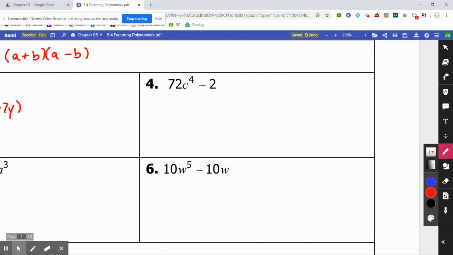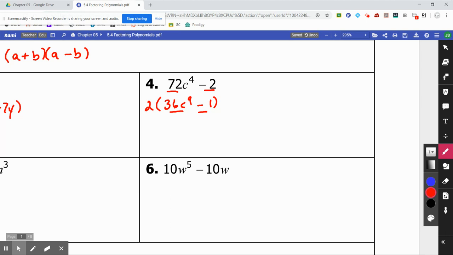Number 4, is this difference of squares? No. 72, you can't multiply anything times itself to give you 72 or 2. Now, c to the 4th looks good. However, step number 1 to factoring is always figure out, is there a GCF that I can factor out? And in this case, there is. 72 and 2 have a 2 in common. So let's factor out the 2. You're left with a 36 and a c to the 4th. Factor the 2 out of the 2, leaves you with a 1.